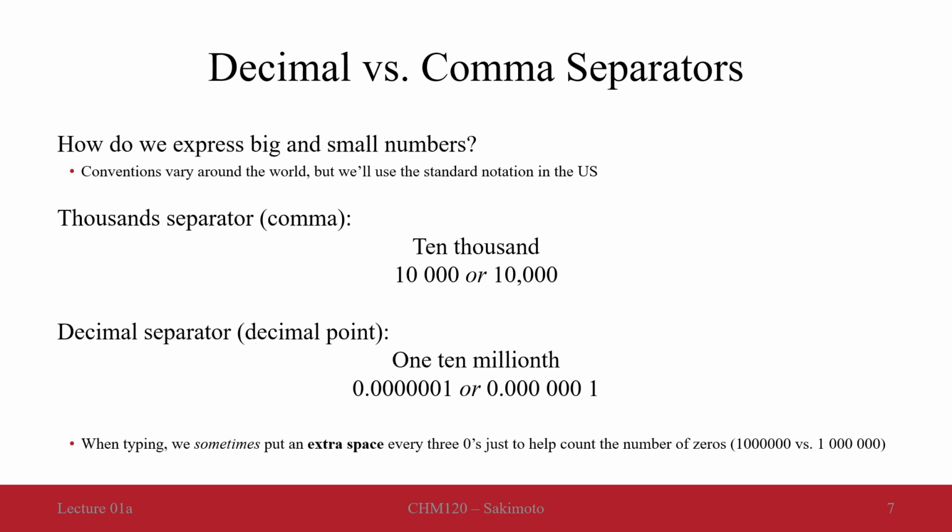Some places elsewhere in the world might use a decimal point to represent that same notation, but here we're going to use a comma. For us in this class, we're going to use a decimal point to represent things less than 1, so very, very small numbers. Again, you see this decimal point separating the ones place and the tens place in this particular notation for 1/10,000,000th.